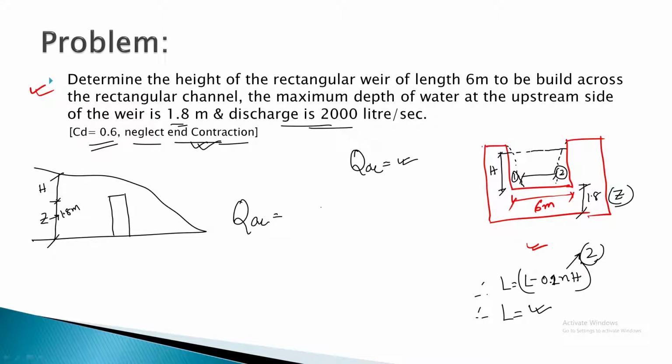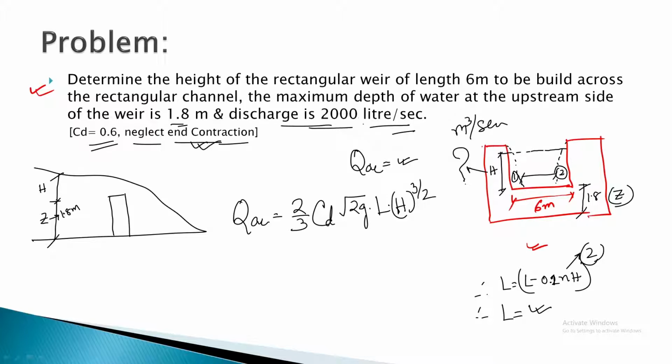So Q actual for the rectangular case is 2/3 Cd root 2g L h to the power 3/2. So we need to determine the value of h, right? Let's put all the values. Here it is 2000 liter per second. If you convert this liter per second to meter cube per second, we need to divide the value by 1000, right? So it will be 2 meter cube per second.